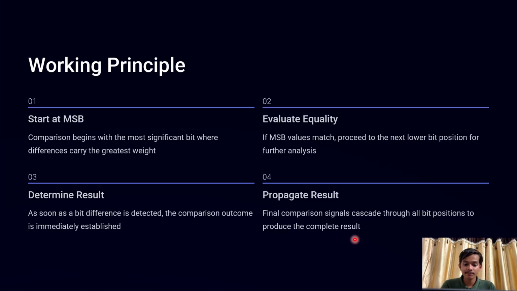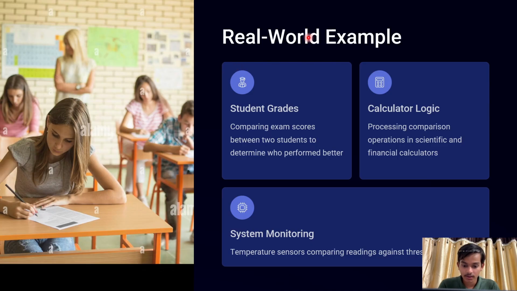Now let us look at simple real world examples to understand comparator usage. One example is comparison of student grades. A system can compare marks of two students and determine who scored highest. Another example is calculator logic. Scientific and financial calculators internally compare numbers using operations such as maximum value selection or conditional calculation. Comparators are also used in system monitoring applications. For example, temperature sensors continuously compare the measured temperature with a predefined threshold, and if the limit is crossed, an alarm is raised or a cooling system is activated automatically.